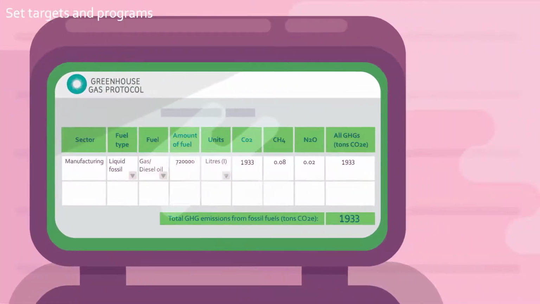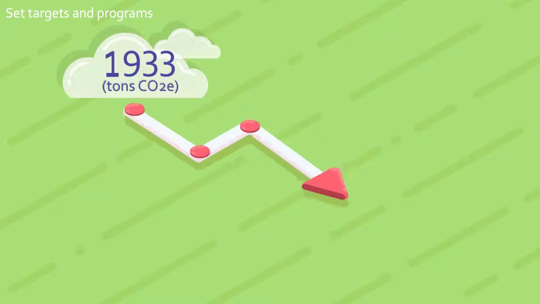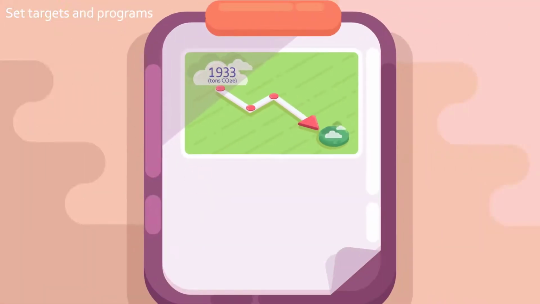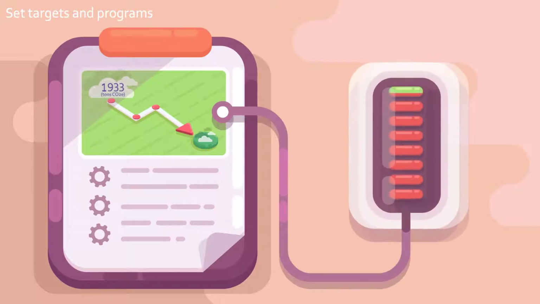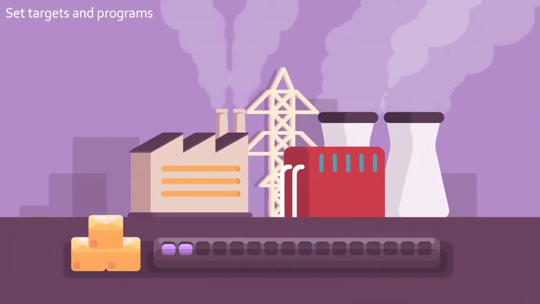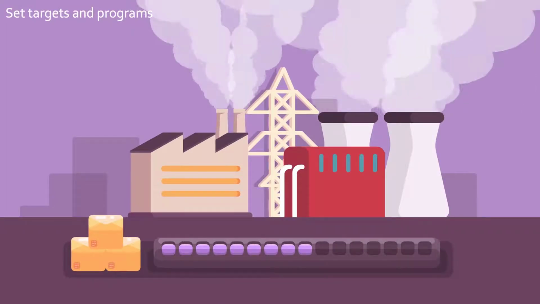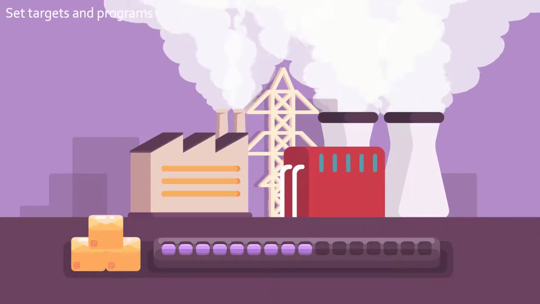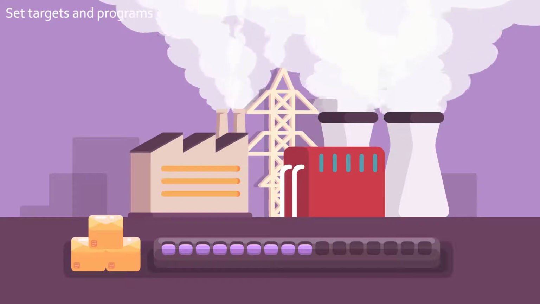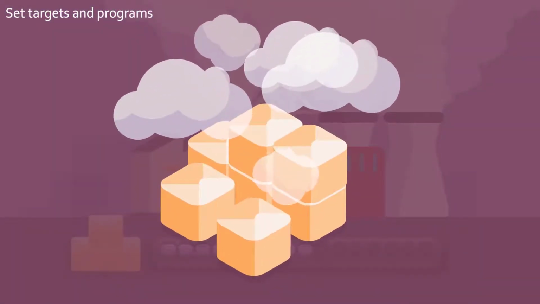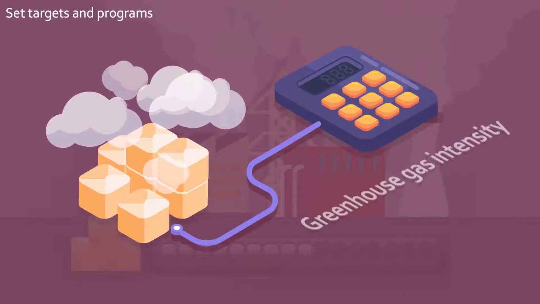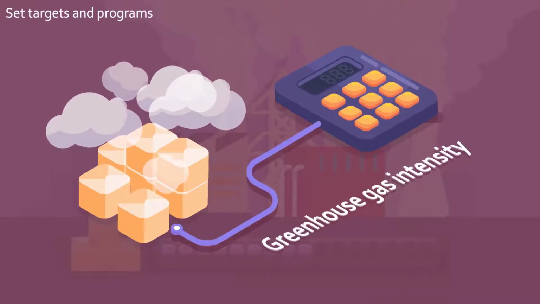Once you know your emissions, set reduction targets and define the measures necessary to achieve them. Your target should state the amount you plan to reduce emissions by. The amount you emit changes in relation to production volume, so it can help to set targets in terms of efficiency. How much do you emit per unit of final product or input material processed? This is called your greenhouse gas intensity.